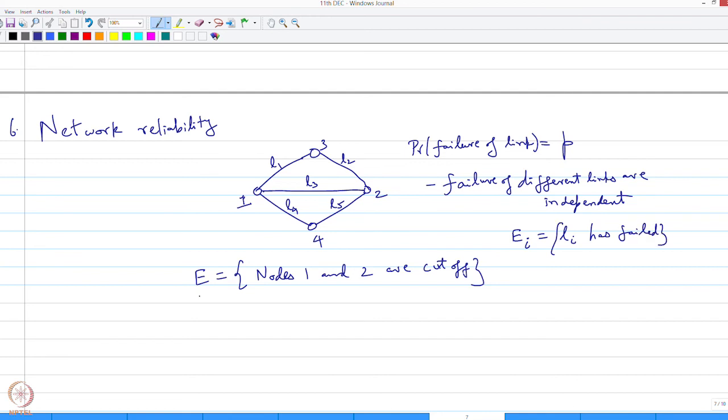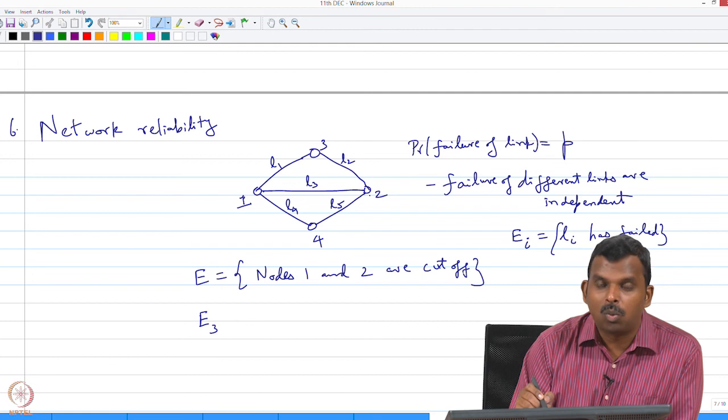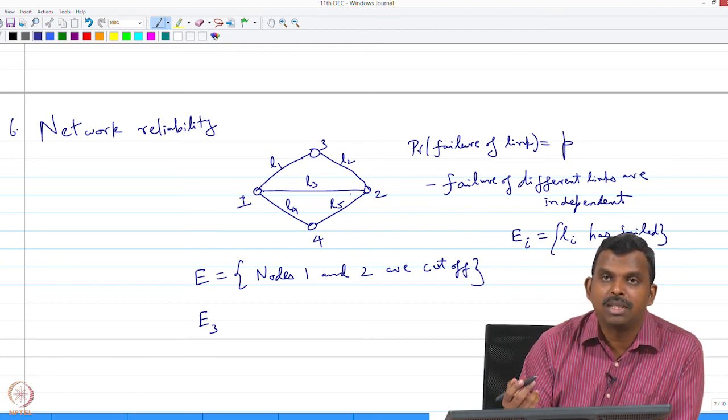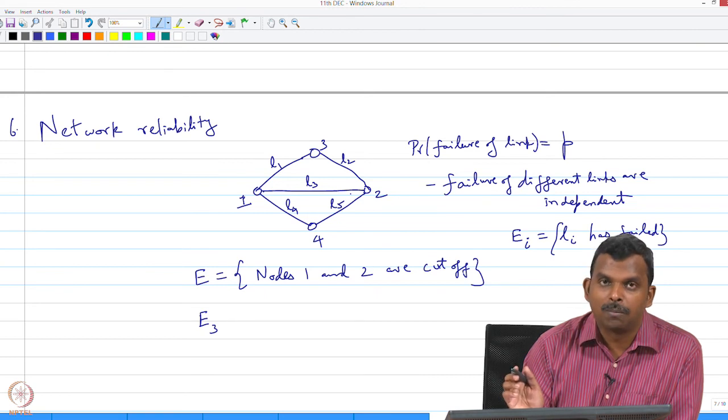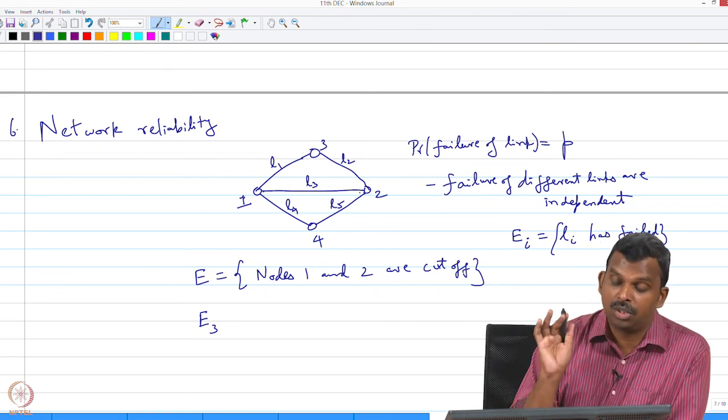Okay. So now what is this event E? I can write it in an interesting fashion. You can think of it as various possibilities. Now E can occur if, let us say, E3 has to always occur. If E3 does not occur, clearly you can go from 1 to 2 always. If link 3 is active, you can go from 1 to 2 and the event E would not occur. So E3 must definitely occur, link 3 should definitely fail.